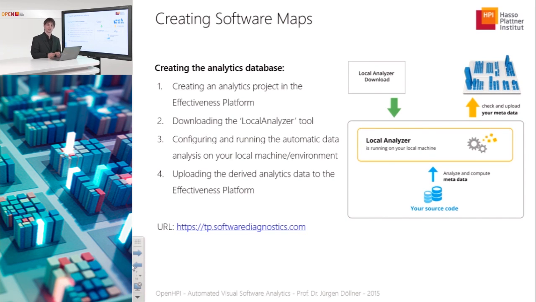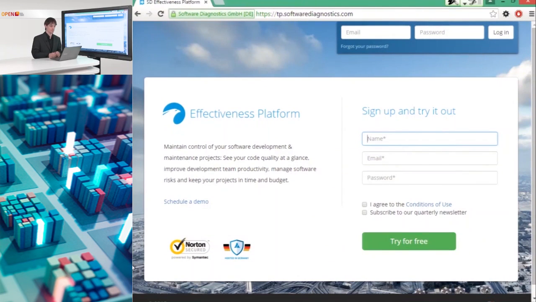In order to start the analysis, you have to create an account on our website, and so I'm going to create a demo account, OpenHPI demo user. I provide an email address, openhpi@softwarediagnostics.com, and a password. I have to agree to the conditions of use and I sign up. You will receive an email to verify your account.